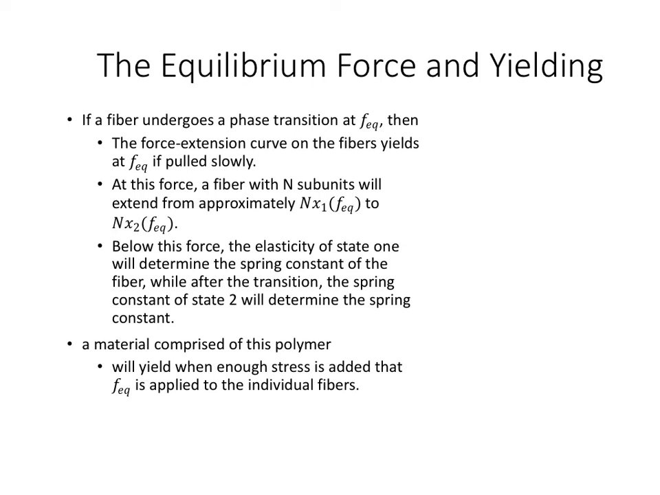So finally, we revisit our original question about yielding. What's the relationship between the equilibrium force and yielding? We consider a fiber that has n subunits. We know that at F equilibrium, all of these subunits will elongate, and so the fiber will yield there. So if we draw a force extension curve, then at F equilibrium, this fiber will elongate.